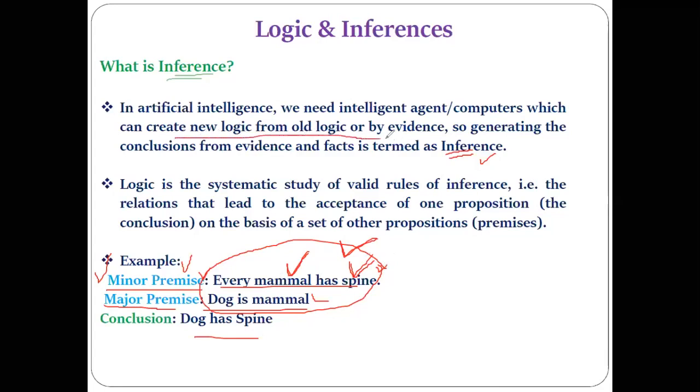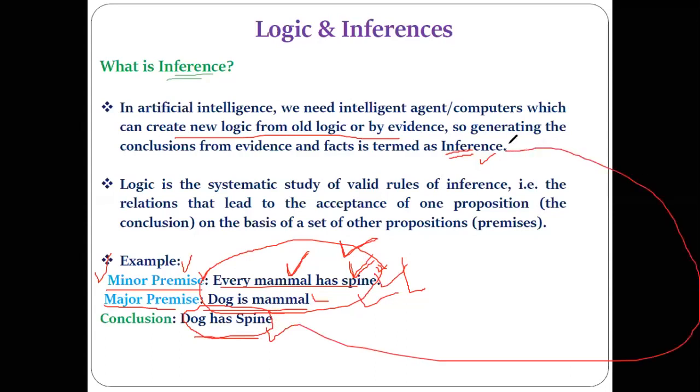Creating new logic from old logic, or creating new evidence from old evidence. What was the old evidence here? Every mammal has a spine and a dog is a mammal. This is nothing but the old evidence or the old logic. From these, when you create some new logic, or some new evidence, what new logic have you created? Dog has a spine. This concept is called inference. Got the point of inference?